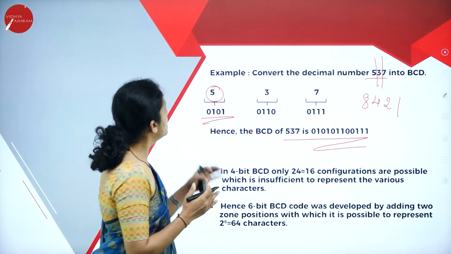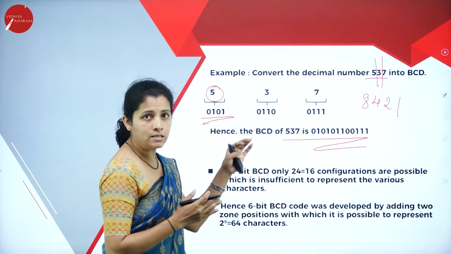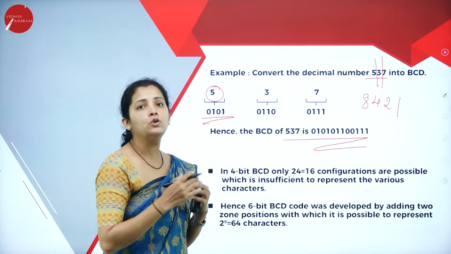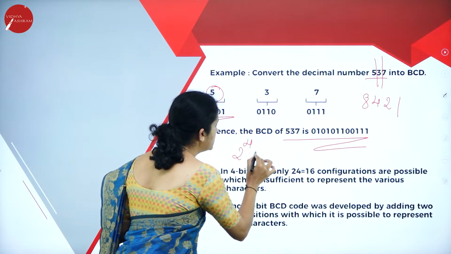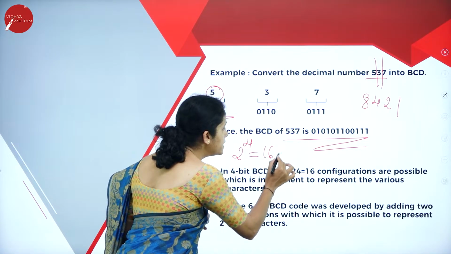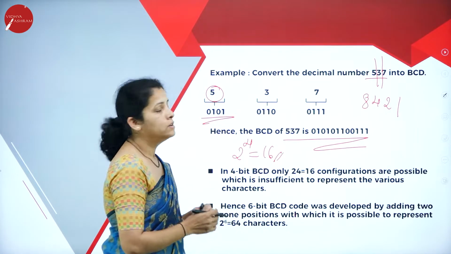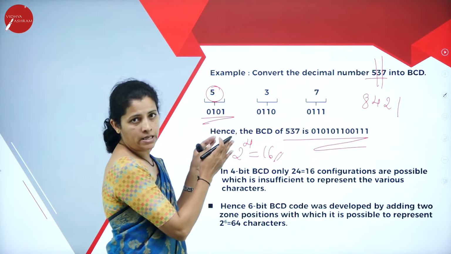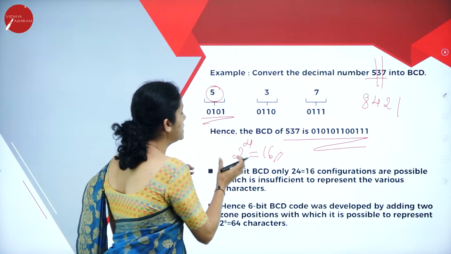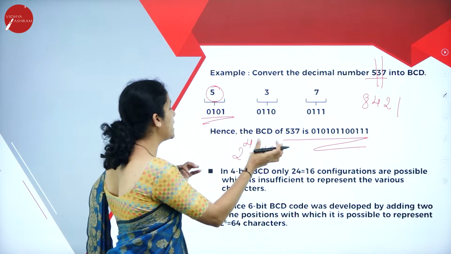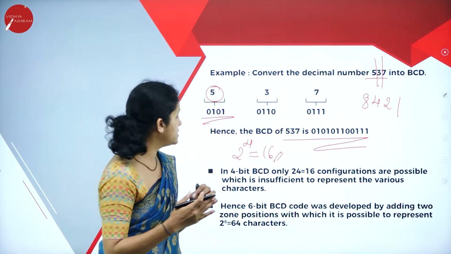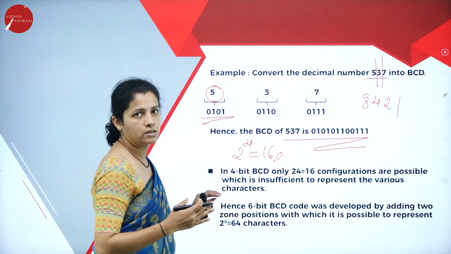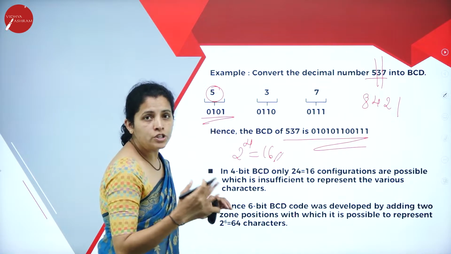By using the BCD number system, I can represent only 2 to the power 4, that is nothing but 16 characters. So here, by using BCD, I can represent only 16 characters, and it is insufficient to represent all the characters. So what is the solution here?